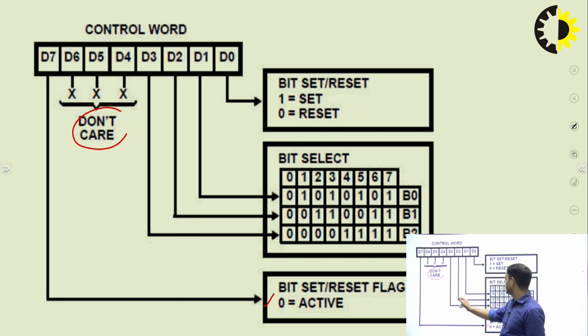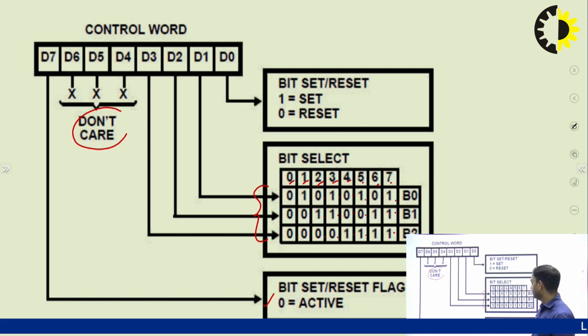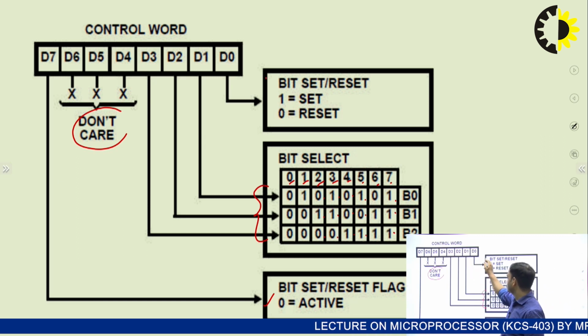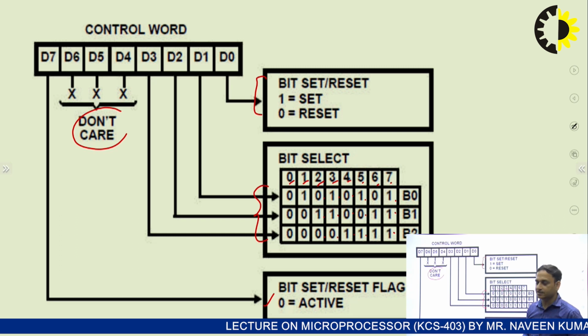D3, D2 and D1, these 3 bits are used for the bit select, where 000 represents 0, 001 represents 1, 010 represents 2, 011 represents 3, 100 represents 4, 101 represents 5, 110 represents 6, and 111 represents 7. So the inputs at D1, D2, D3 will define which line is going to be selected. Then we have the D0 bit. This D0 represents bit set or reset. Individually we can set or reset all these bits.